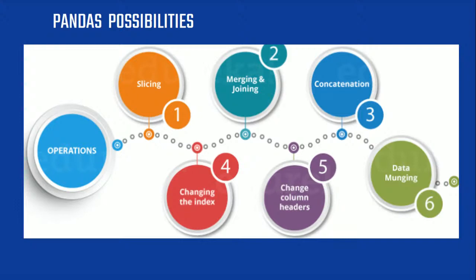So the possibilities of pandas are nothing but slicing of data, changing the index, merging and joining of data, changing the column headers, concatenation, and finally we will be dumping it as a complete bunch of data. And with this data, we will be applying some of the algorithms, such as k nearest neighbor or k means algorithm, and hence we will be segregating the data according to our needs.